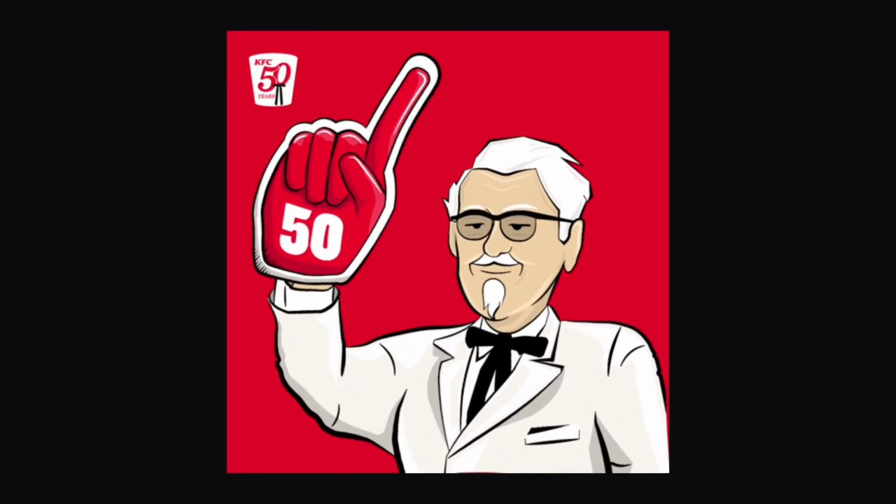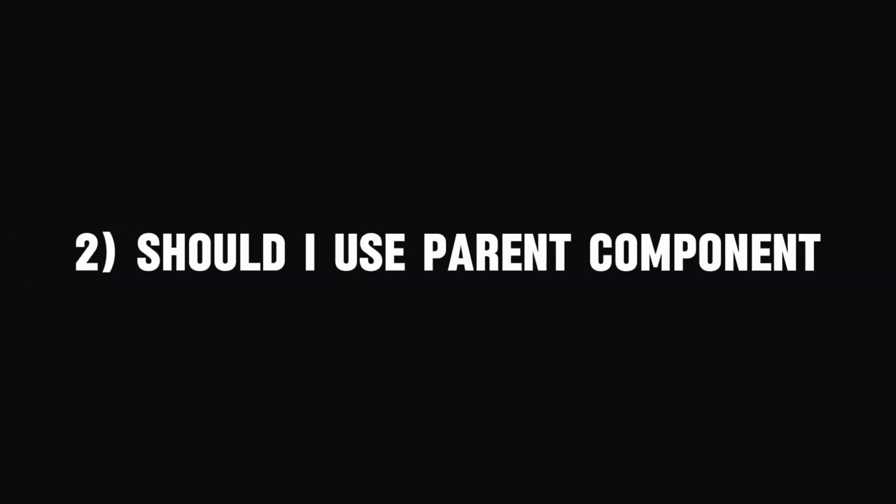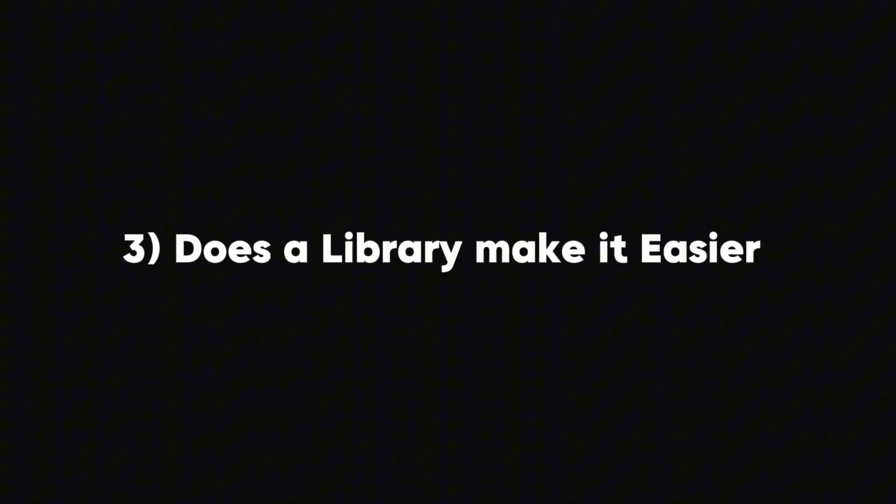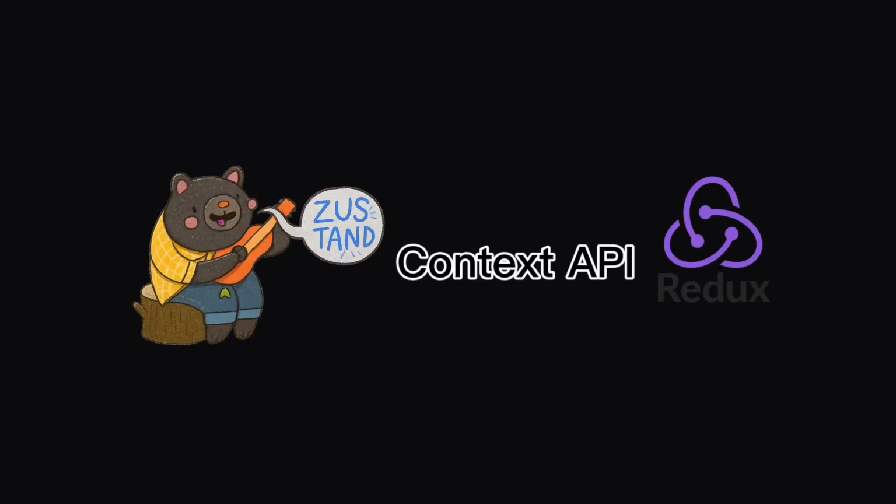Before you install a state management library, ask yourself three questions. Number one, does this state truly need to be global? Number two, can I solve this by lifting this state up instead? And number three, will using a library actually make this simpler? If the answer to the first two is no, and the answer to the third is yes, then go ahead. Use Zustand, use Context, use Redux. If not, stick with simple React.